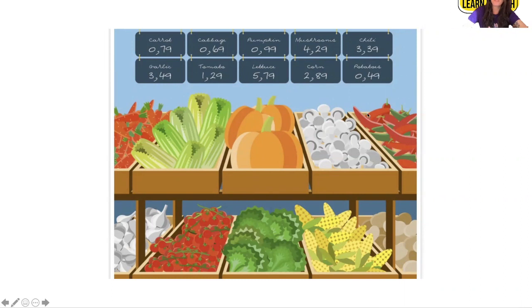No, I don't think mushrooms. Chili? I don't think I need chilies. Garlic, ajo, tomatoes, lettuce, lechuga. Corn? Maybe corn. Why not? Yeah, I'm going to take some corn. And some potatoes, because maybe I will make a Spanish omelette. Okay, so here we took some carrots, some corn, and some potatoes. Good. Okay, so let's go to the next section.